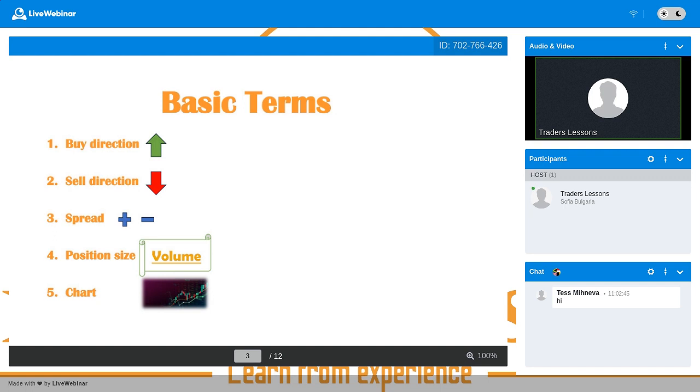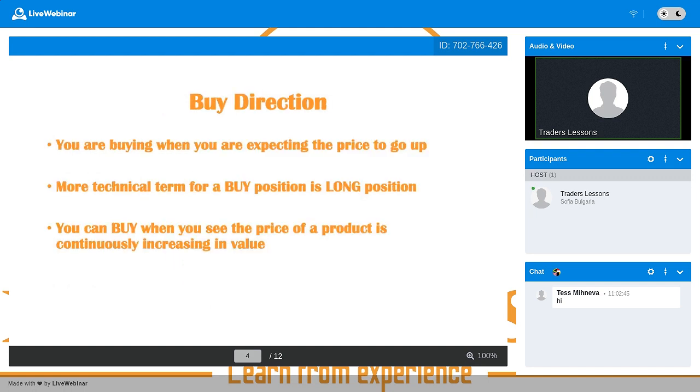So in the basic terms, we're going to discuss the buy direction and the sell direction in the trading market, spreads, meaning the difference between buy and sell, and position size, meaning when you are involving yourself in any trade, any position, how much exactly from your balance you're exposing to the market at a specific moment or in a specific trade. And also we're going to cover the chart as the first and most basic tool for predicting market movements. So we start with the buying direction.